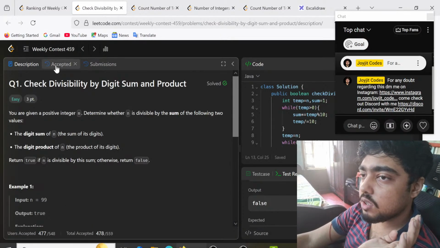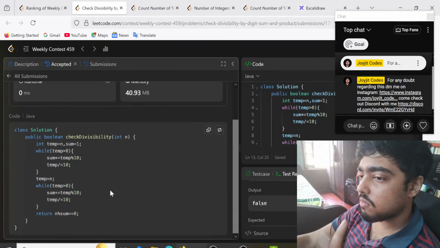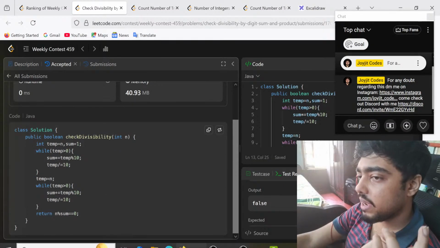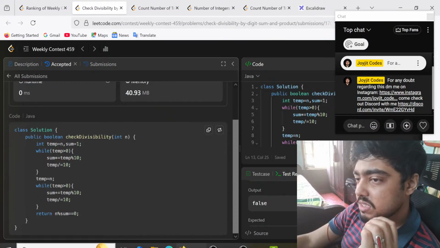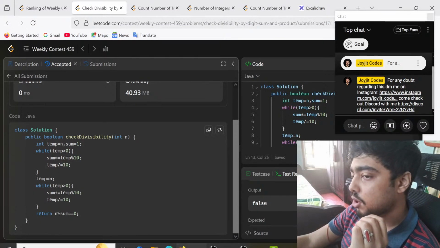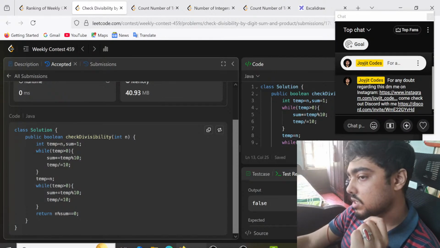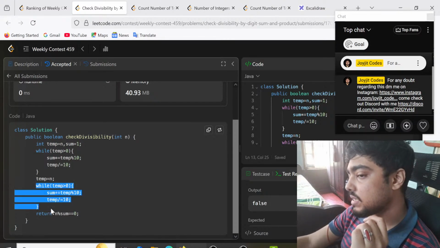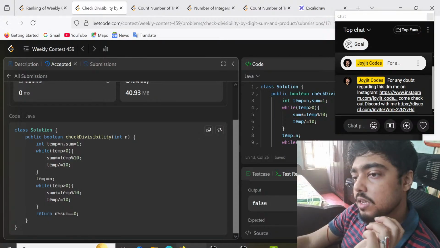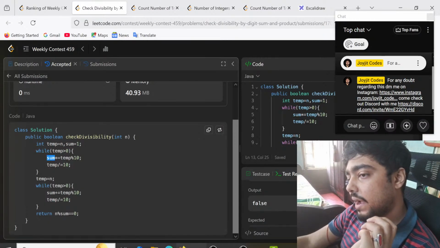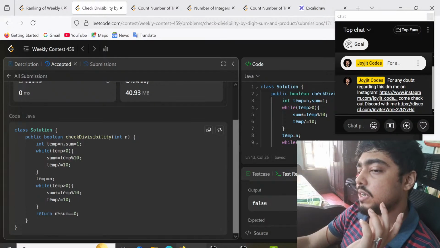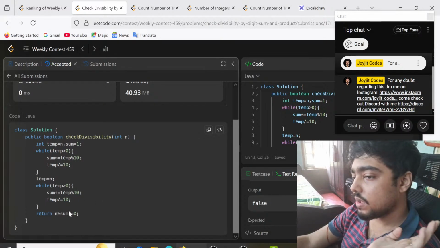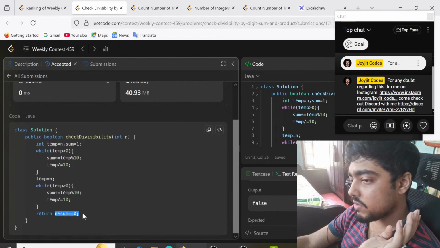How to do it? You can do it in just one loop, using two variables only. Temp is equal to n and sum is equal to 1 initially. Why is sum equal to 1? First of all, I am going to find the product and then I am going to find the sum. So whatever the product is going to come, I am going to add every digit to it. Simple. So for every digit, find its product. And after that, for every digit, add it to the sum. And return whether n is divisible by sum or not.